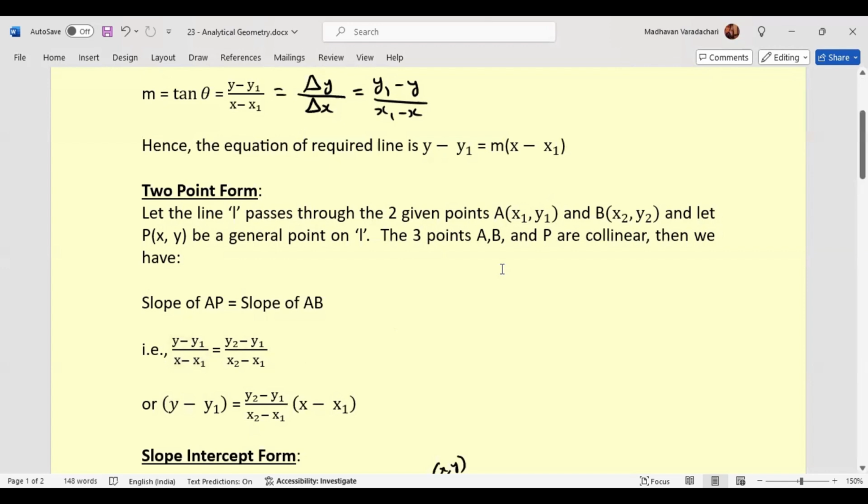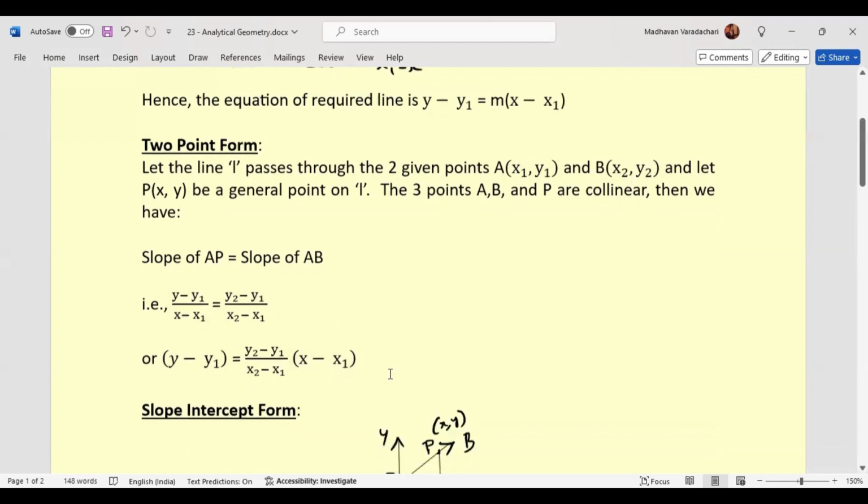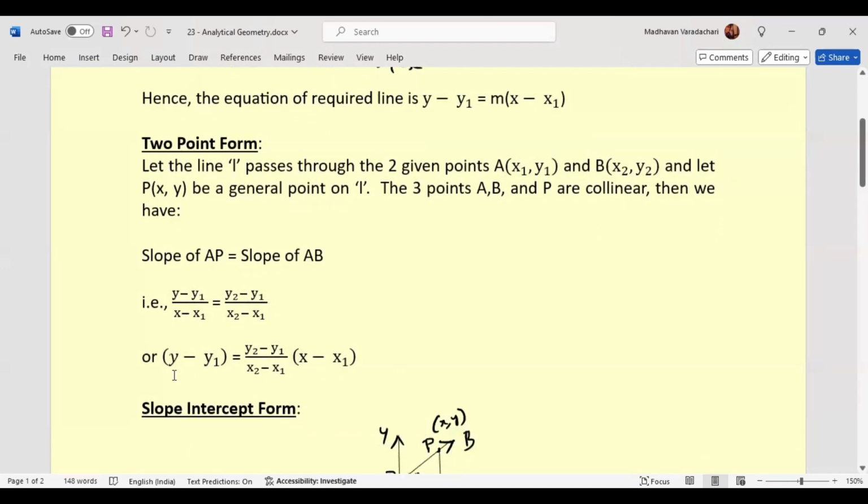Then slope of AB. So compare these two. Change in y is y2 minus y1 divided by x2 minus x1. These two are the same, which means that we can retain this y minus y1, take this x minus x1 to the right hand side, so it goes to the numerator. So that is another form. y minus y1 is equal to (y2 minus y1) by (x2 minus x1) times (x minus x1).